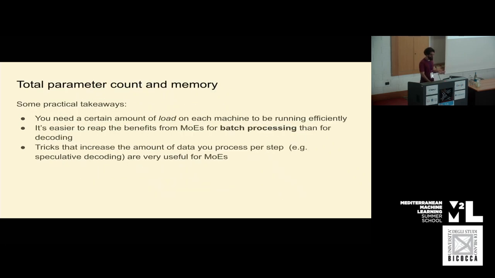This is a bit abstract, but I have some practical takeaways for when you're considering an MoE model for inference. First, you're going to need a certain amount of load on each machine to run MoEs efficiently. For example, if you have a service, you need a certain number of requests per second for it to be worth it. Otherwise, your latency is going to be at this low end. But the point is, it's not going to increase much as you increase the number of requests until you get to the point where you are memory bound or compute bound.